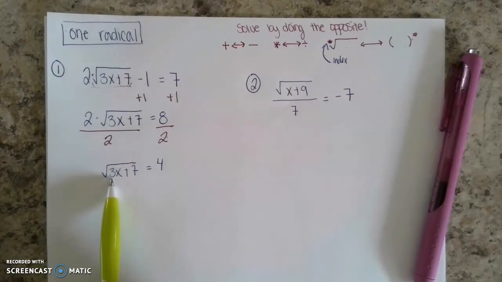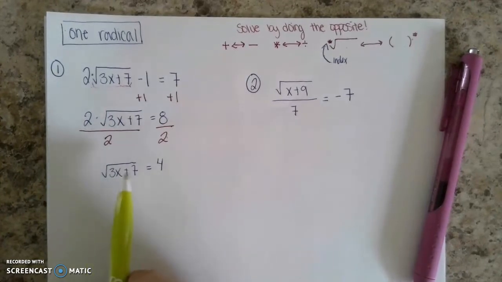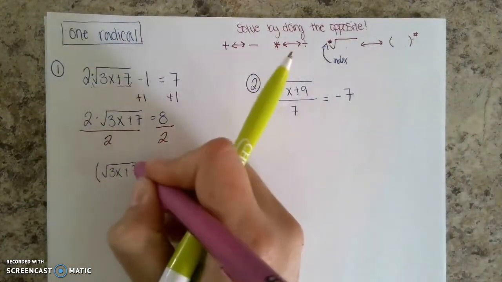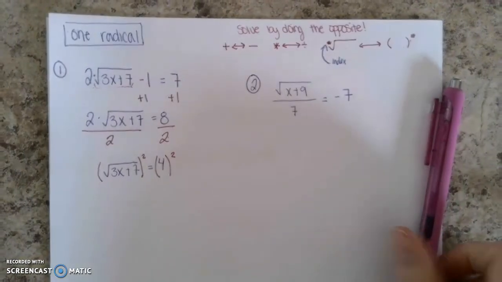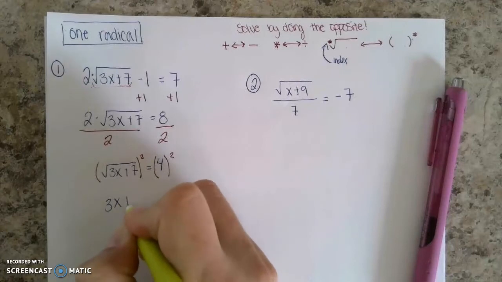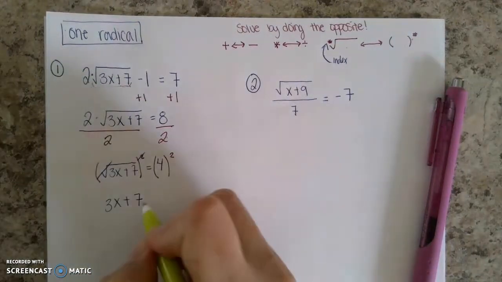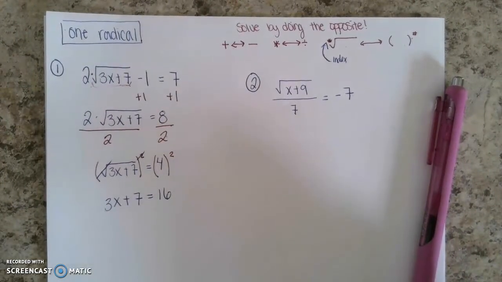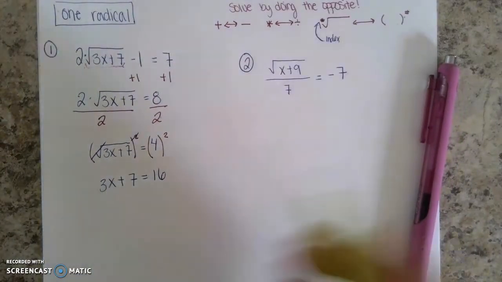All right, now we have the square root of 3x plus 7 equal to 4. Now, as we look at our x value, I can see that it's underneath this radical. So I need to undo my radical by raising this side to the second power and this side to the second power. So then I get 3x plus 7, because my squared and my radical cancel, equal to 16. And then this is a very simple algebra problem you guys have been doing since freshman year. And then we're going to solve for x.